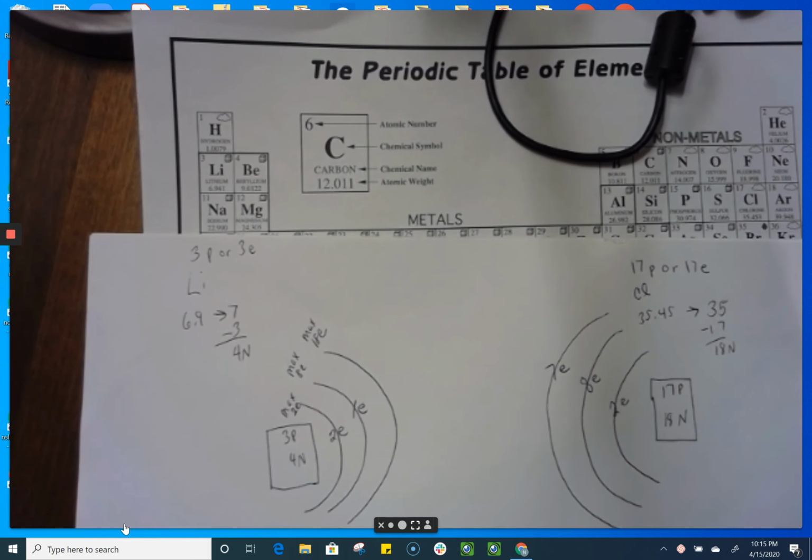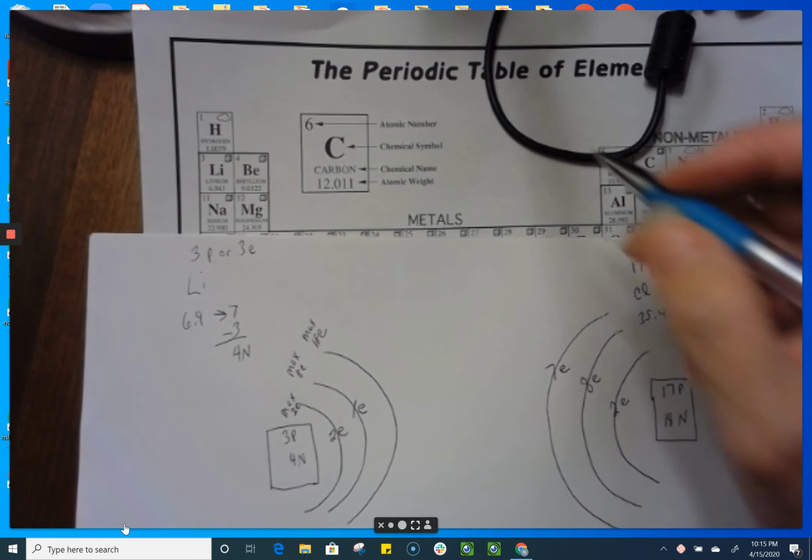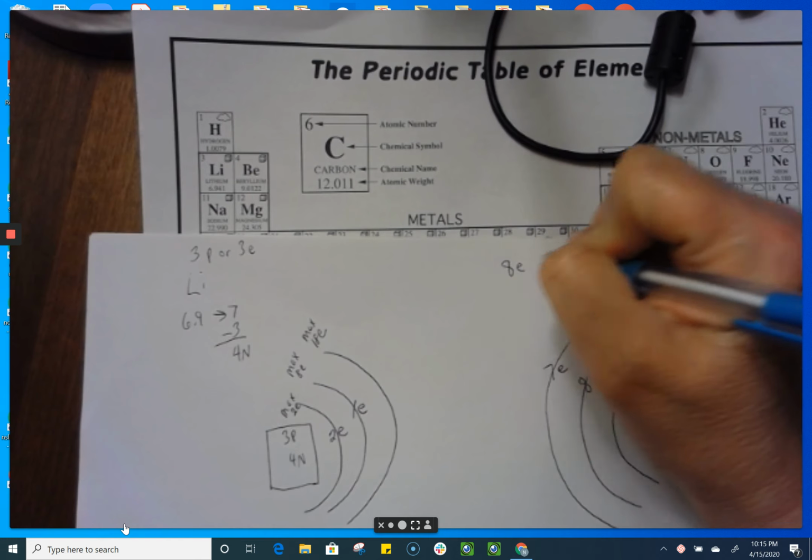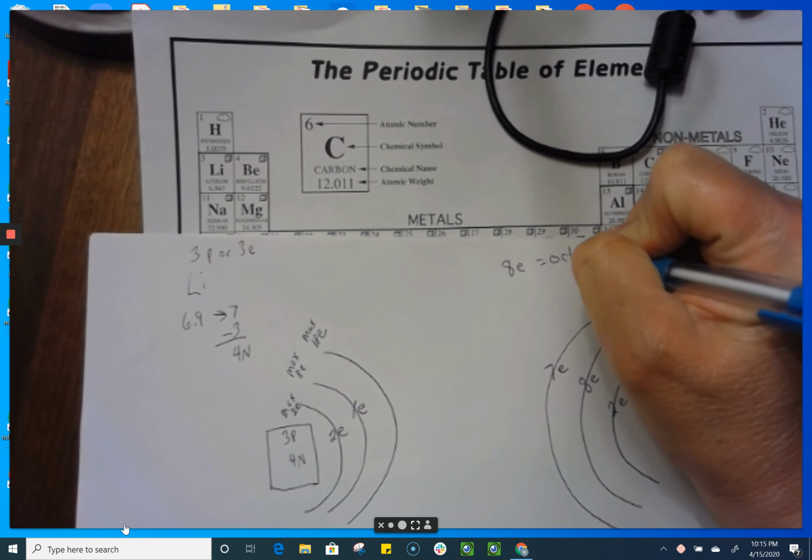Now, atoms will give away or take electrons to try and fill their outermost energy level or have 8. 8 is the magic number. 8 electrons is called an octet.